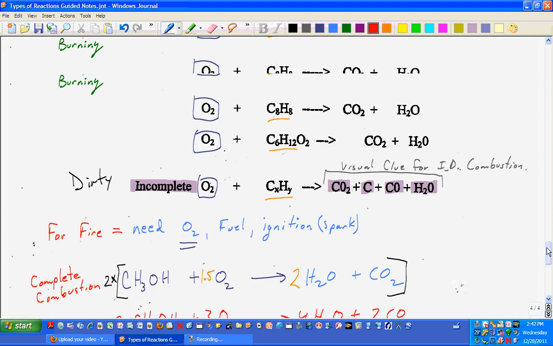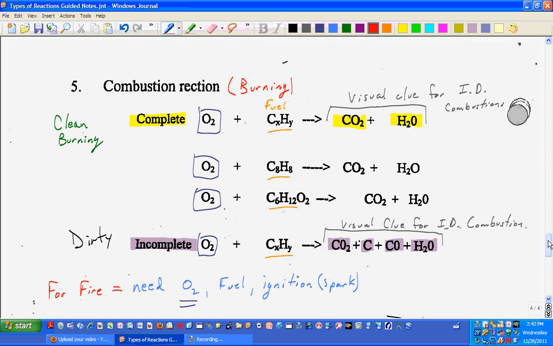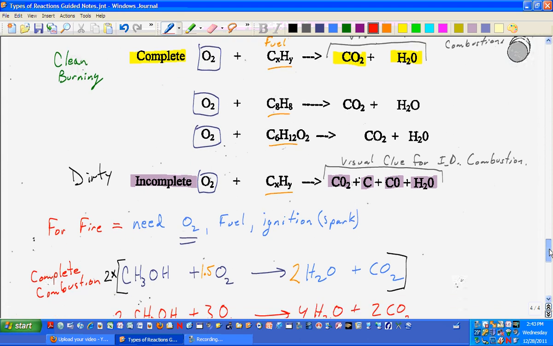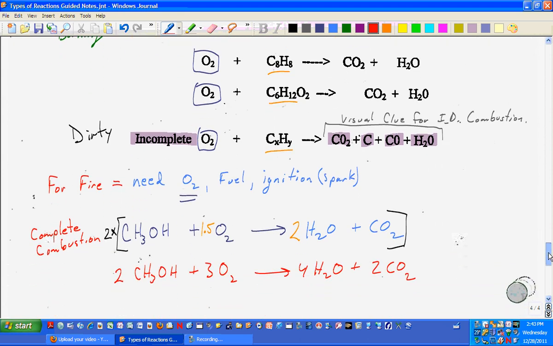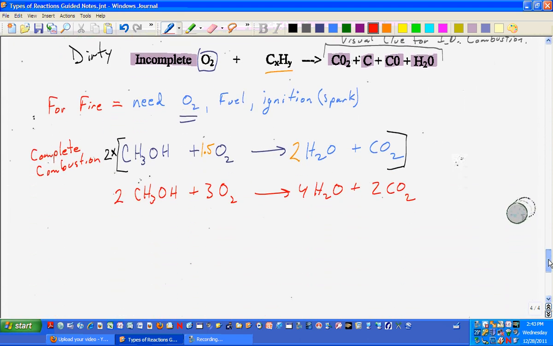So again, combustion, very easy because there's only two things I'm going to have to remember: carbon dioxide and water, or carbon dioxide, water, carbon, and carbon monoxide. Again, clean versus dirty, or complete versus incomplete combustion. You would need to be told in order to predict the products whether it's complete or incomplete combustion. I suppose we could do the same thing for methanol with incomplete combustion. Let's go ahead and do that just for kicks.